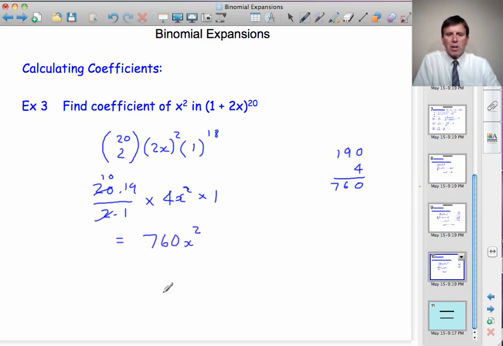And again, if I'm asked to find the coefficient, I simply say that the coefficient, the amount of x squareds I have, is equal to 760.